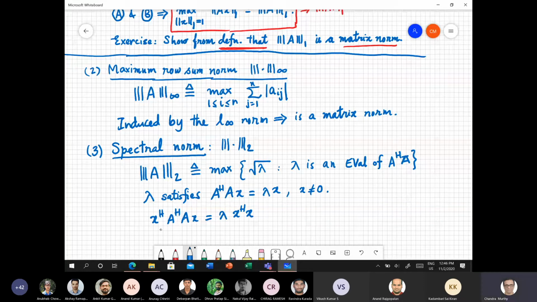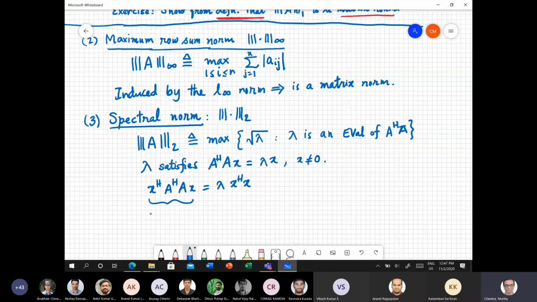And this quantity x Hermitian A Hermitian A x is actually equal to the L2 norm of Ax squared. We have seen that already, that if I have a vector y, the 2-norm of y squared is equal to y Hermitian y. This is just the sum of the magnitude squares of all the entries of y, but we can also write that as y Hermitian y.